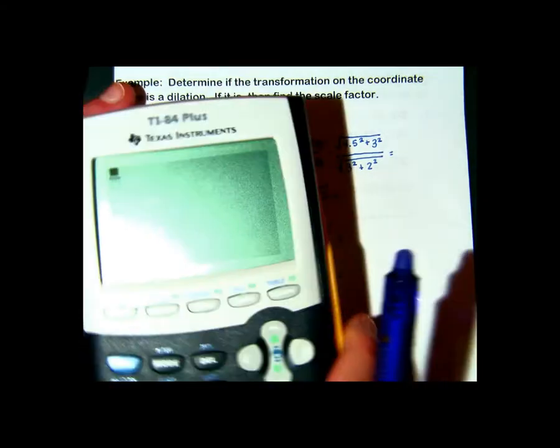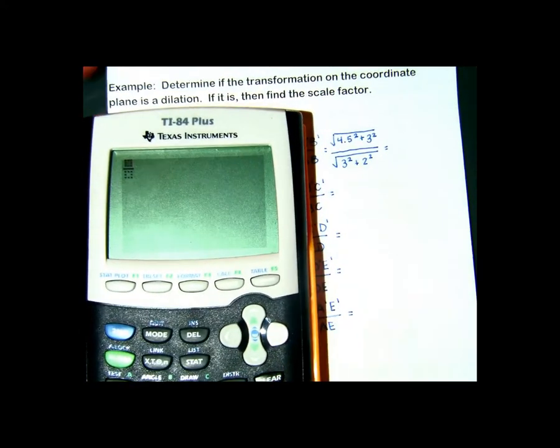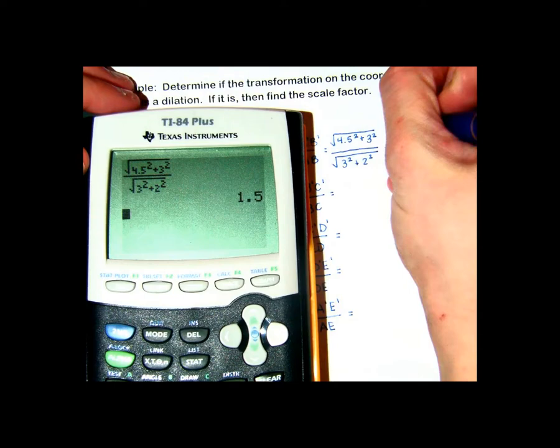Your calculator will do it for you if it comes out as a whole number. So 4.5 squared plus 3 squared over 3 squared plus 2 squared. Oh, and I got 1.5. I'm going to leave that as a fraction of 3 over 2.